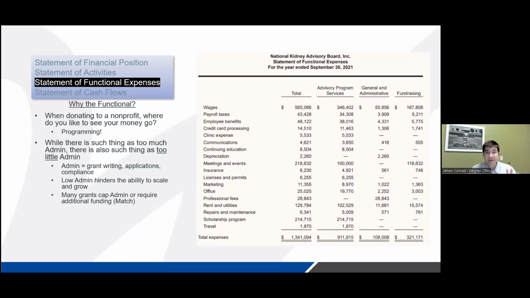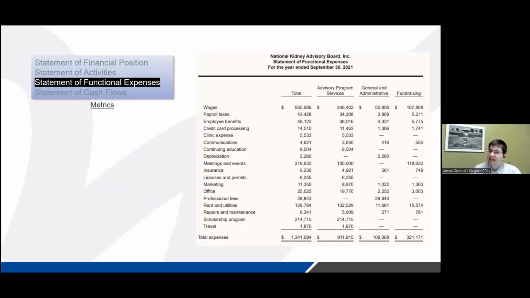There could be too much admin. You could be just spending it on whatever, and it just doesn't make an impact in the community. But you can have too little admin as well, and there really is a sweet spot involved. Many grants have a cap on the amount of admin and general expenses you can make on the grant. And if you don't have the ability to get that admin cost, it's really hard to scale and expand your business, because there's definitely an ebb and flow when it comes to programmatic versus admin.